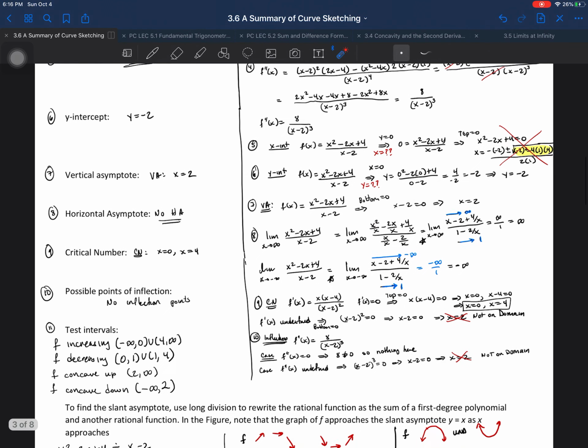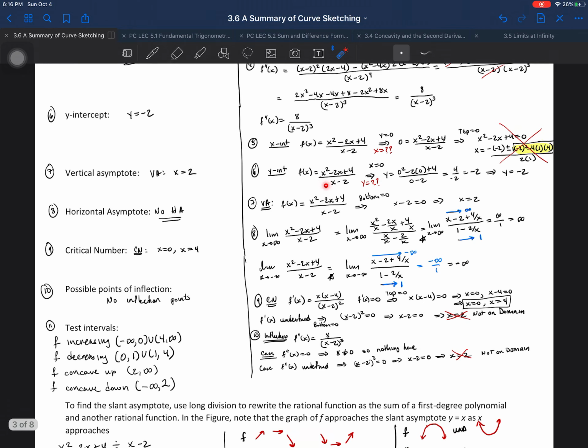Vertical asymptotes. The vertical asymptote again happens when you're dealing with rational functions when the denominator equals 0. So look at the bottom and set equal to 0. That means it's x equals 2. Vertical asymptote is x equals 2.